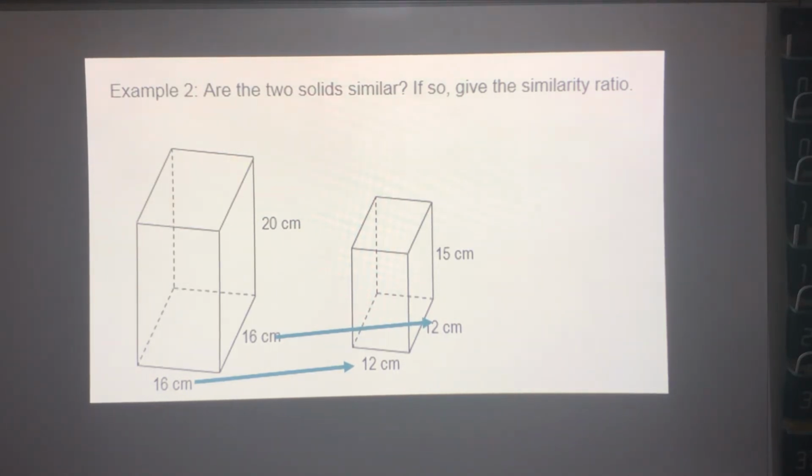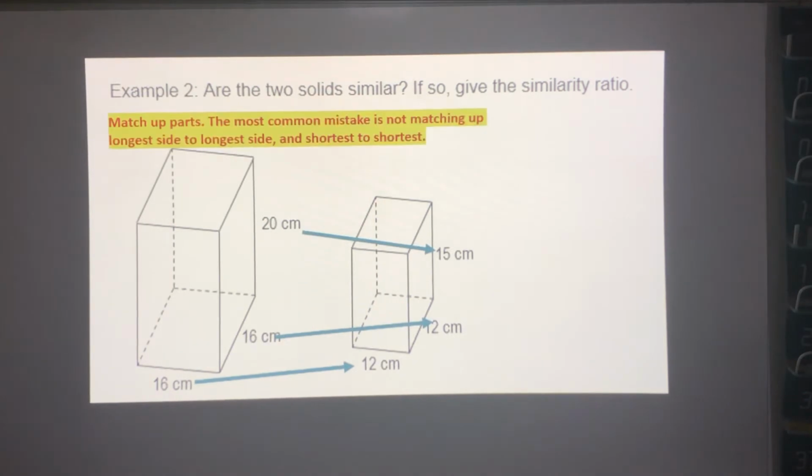Sometimes problems will be shown as a 3D solid tipped sideways, and you're going to have to match up the longest with the longest, the shortest with the shortest, and the middle with the middle. So keep that in mind. Again, match up the parts. The most common mistake is not matching up the longest side to the longest side, the shortest to the shortest, and so on. So make sure you're paying attention to that.